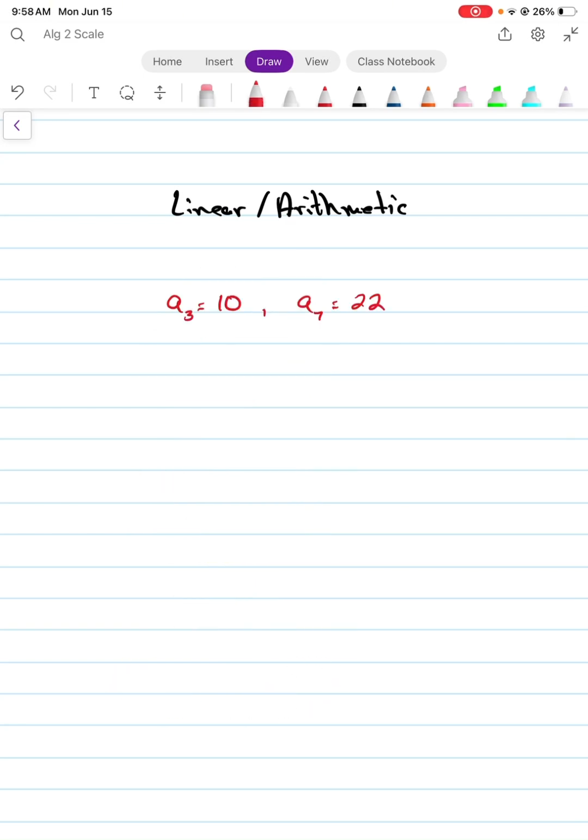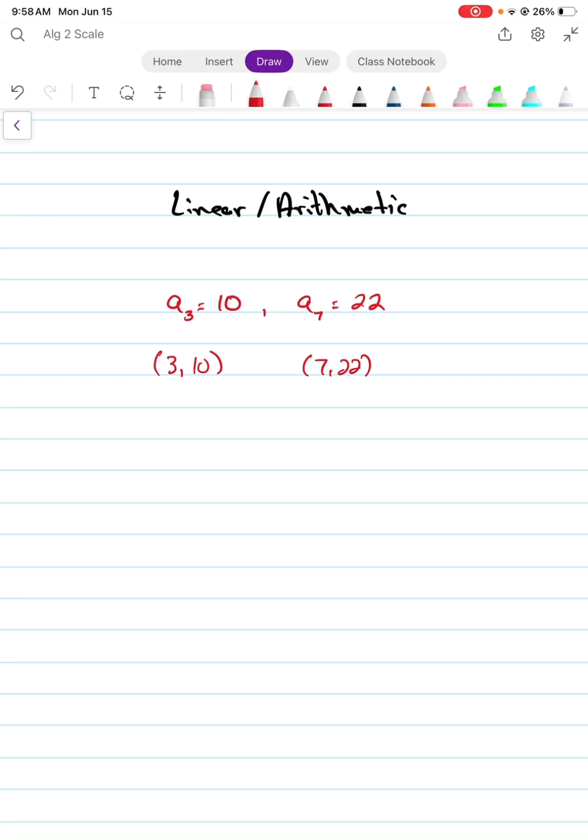Okay, one last problem. What if, in this problem, we're looking for the equation of this arithmetic sequence, but we're not given a common difference? We're not given the sequence. We're given a third term and a seventh term. That's the exact same thing as being given 2 points. The third point is 10. The seventh point is 22.